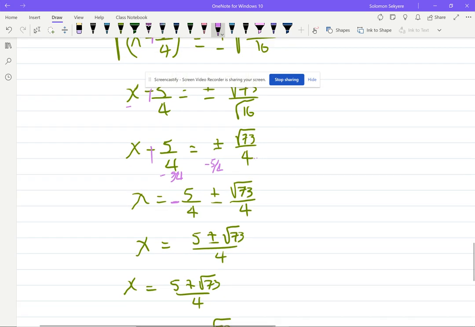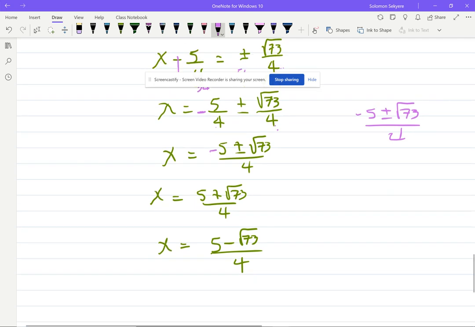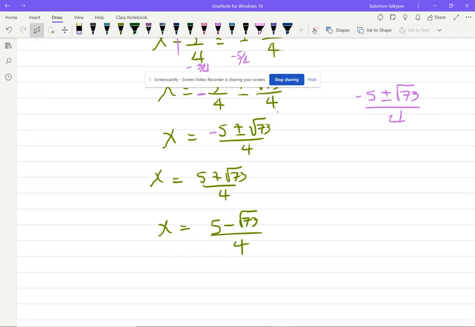So it's right down here. The same denominator. So it becomes negative 5 plus or minus square root of 73 all over 4. Because it's the same denominator, we put it together. Okay. Your last step is minus. So you have two answers. One of them is negative 5 plus square root of 73 over 4. And the other one is negative 5 minus square root of 73 over 4.